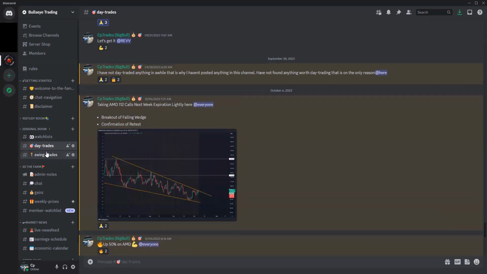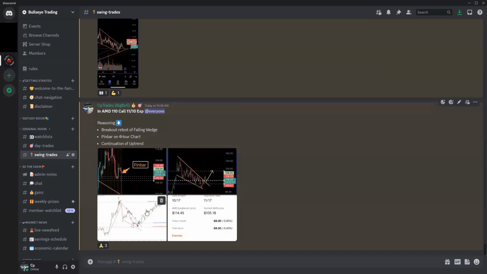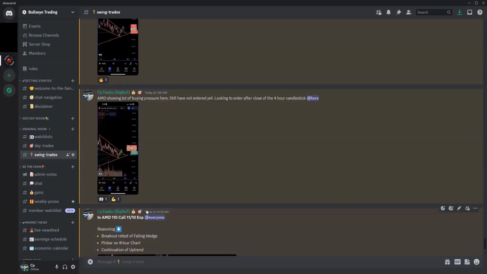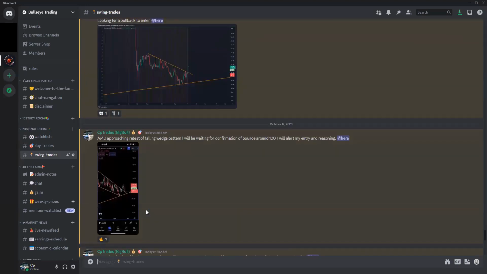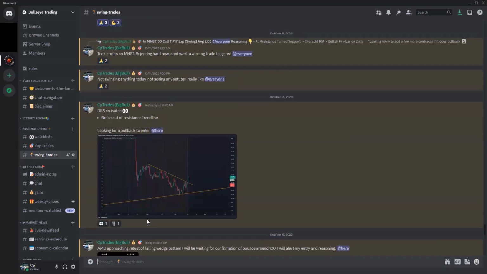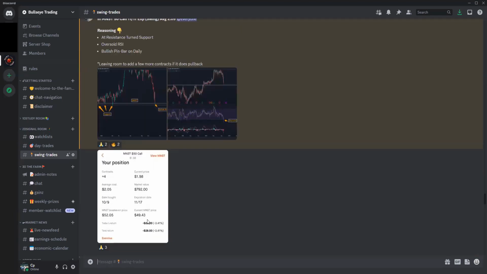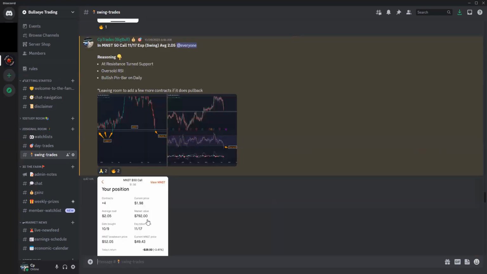And then over here is where we're going to be posting our swing trades. The majority of the time I do like to swing trade a lot, so I end up signaling here more frequently than I do in the day trades. So a great signal for a trade would be, let's look at Monster.